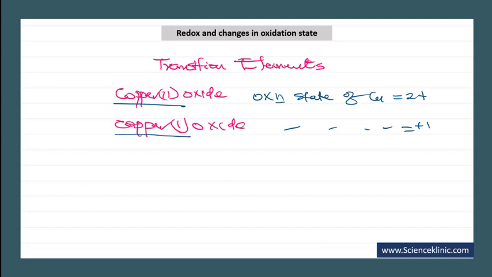One of the properties of transition elements is that they can have more than one oxidation state, and we can usually know them from the name of the compound. So when they say copper(II) oxide, it means the oxidation state of copper is +2. You cannot hear magnesium 2 oxide, you can only hear magnesium oxide. So it means magnesium has only one type of oxidation state.